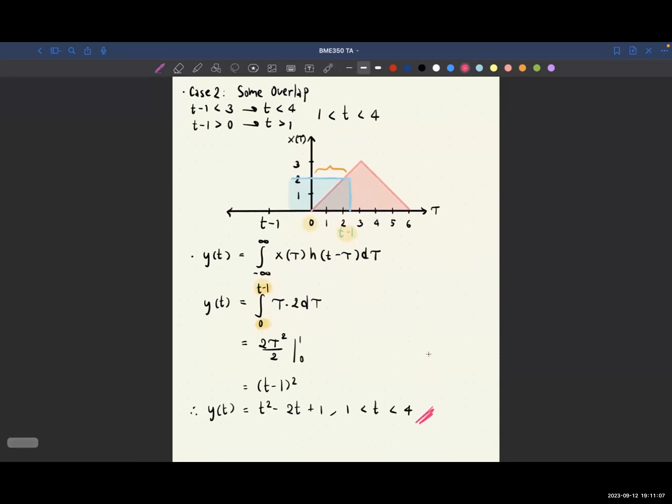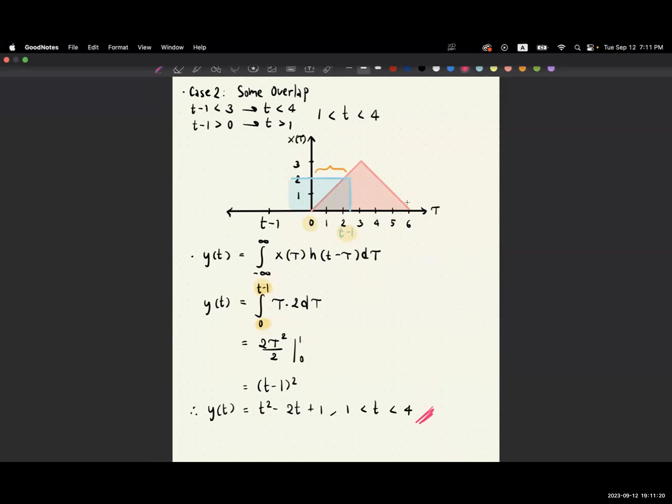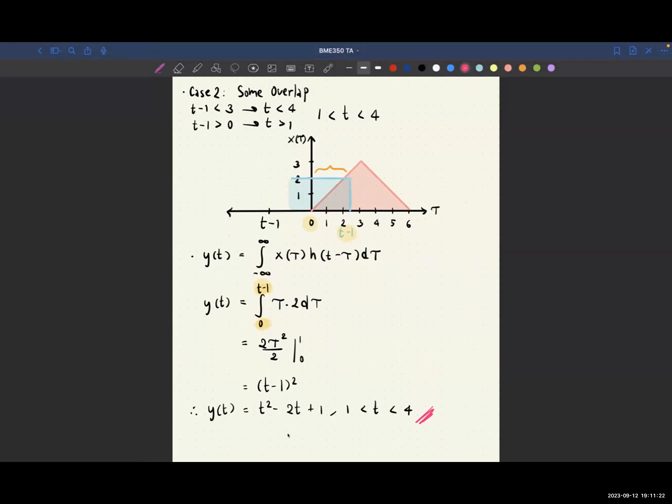Does anyone have a question, or are you confused about this step, why I'm doing this here? Do you want me to go over it? Or do you think you're good for this part now? If you're good, please give me a thumbs up.